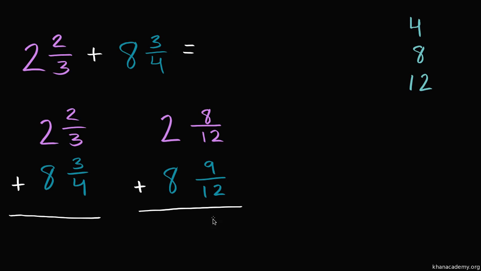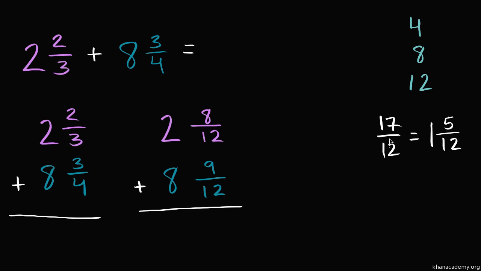That's going to be 17/12ths. Well, you might recognize 17/12ths is greater than or equal to 1. This is an improper fraction right over here, so we can rewrite this as a mixed number. Let me make it clear. 17/12ths. 17 over 12 is the same thing as 1 and 5/12.